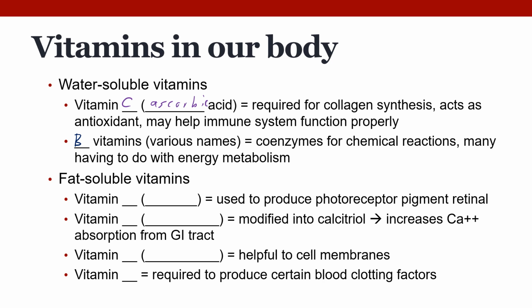In the lipid-soluble category, we have vitamin A, which is known as retinol, and it's used to produce the photoreceptor pigment retinal. Change the O to an A. And that's the primary thing that vitamin A does for you. Vitamin A is found in orange vegetables like carrots and sweet potatoes, and that's why your mother used to tell you to eat your carrots so that you'd have good vision when you were a kid.